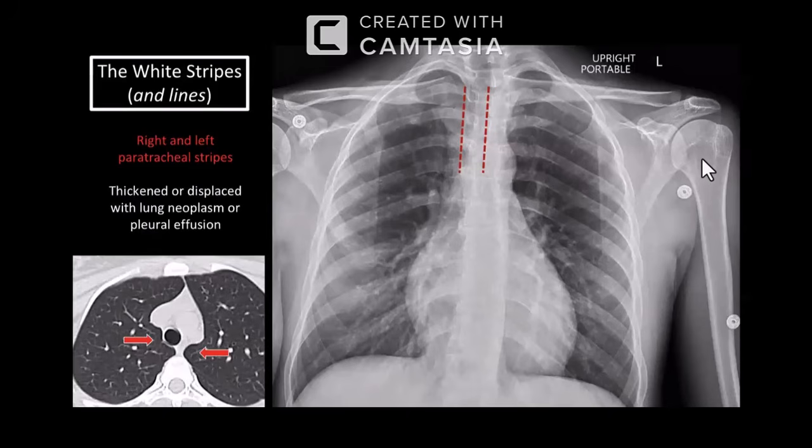The third one is the paratracheal stripes. So there are right and left paratracheal stripes. Usually they get thickened or displaced with lung neoplasm, or get effaced during pleural effusion, and also lymphadenopathy.